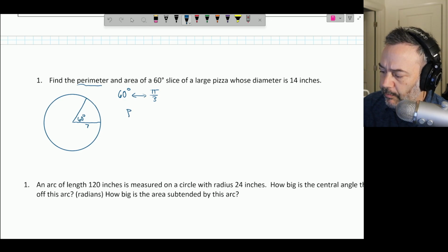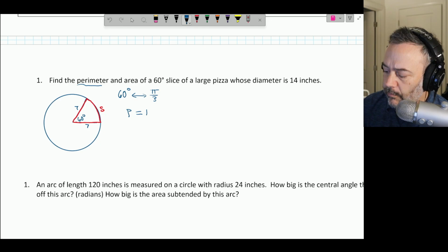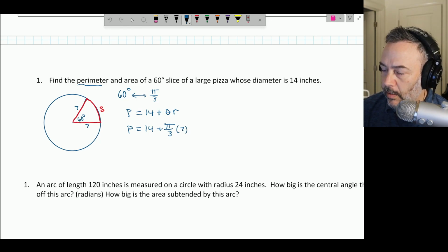So what would the perimeter be? Well, the perimeter would be this side, 7, this side, 7, and then the arc length, S. So the perimeter would be 14 plus the arc length, which is theta r. So the perimeter would be 14 plus pi over 3 times 7. So the perimeter is 14 plus 7 pi over 3. I'll just leave it like that. And it says inches, so this is inches.